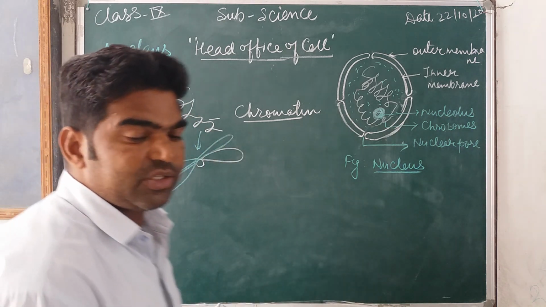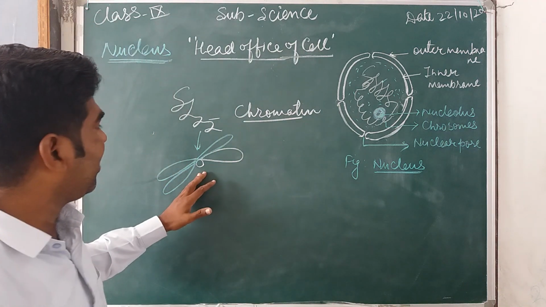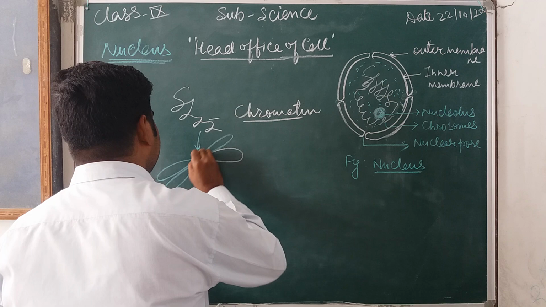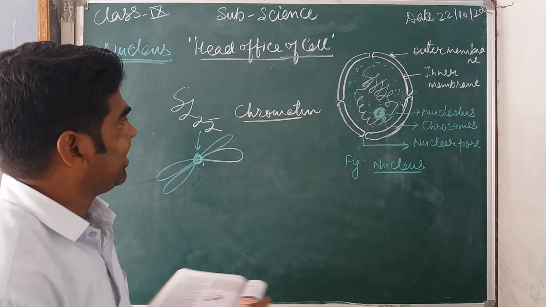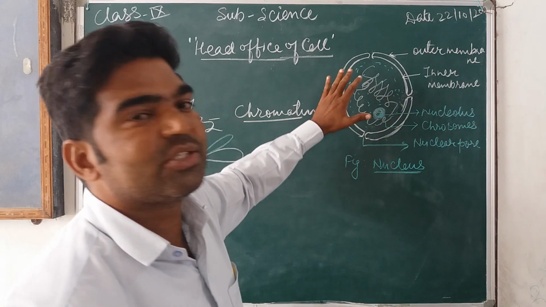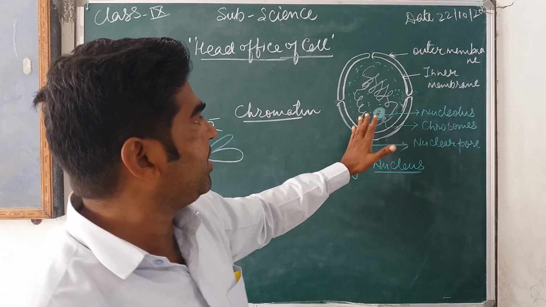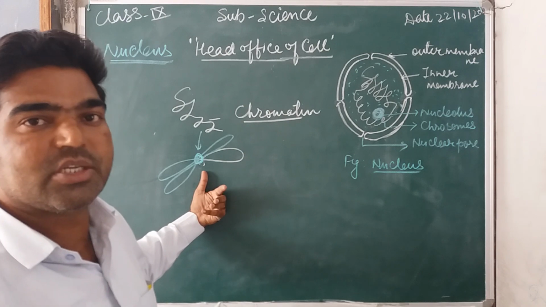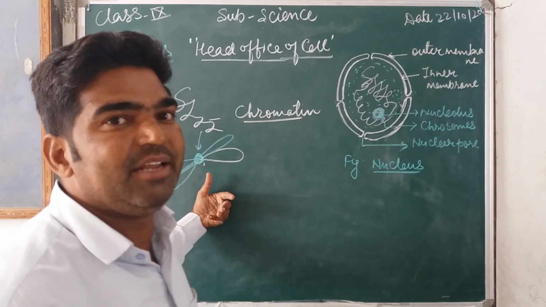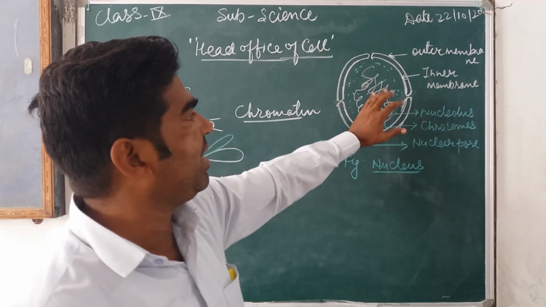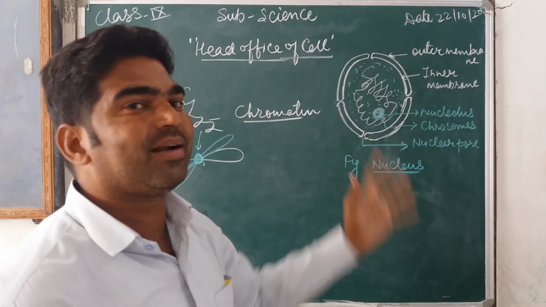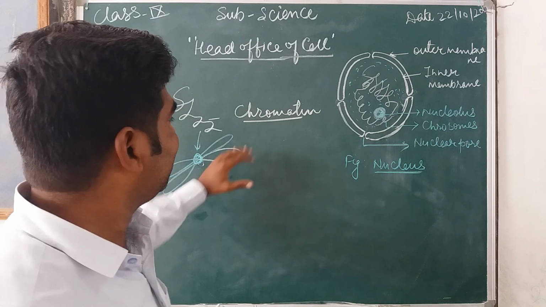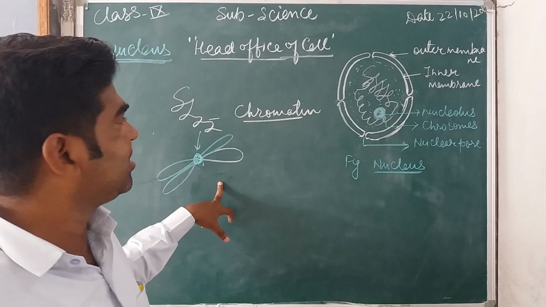These thread-like structures take the shape of rod-like structures that are called chromosomes. The thread-like form is called chromatin, and this chromatin is converted into the shape of these rod-like structures when the cell is about to divide. Means in the normal condition, the chromosomes remain in a thread-like form, but when the cell is about to divide, at that time it can take the shape of this type that is called chromosomes.